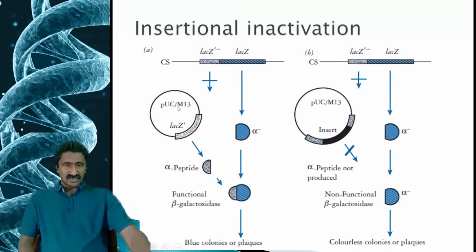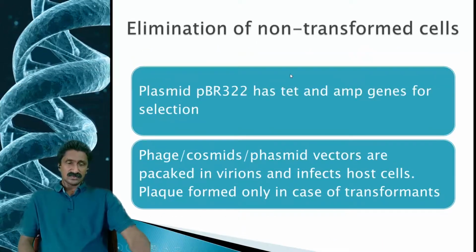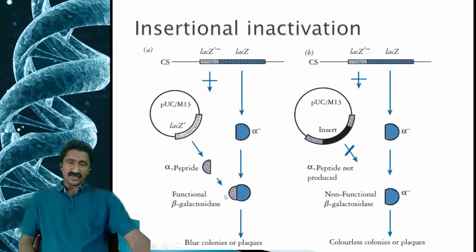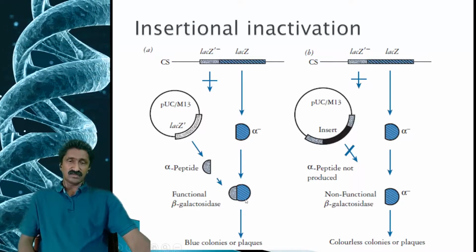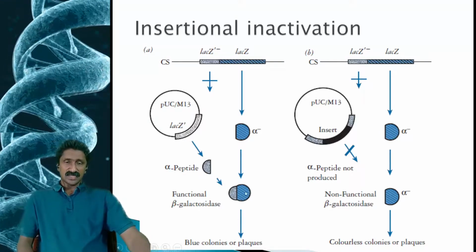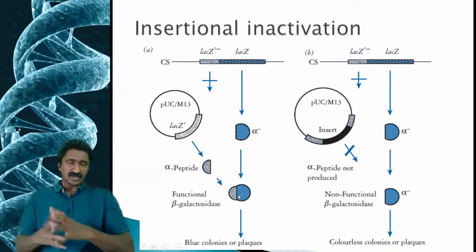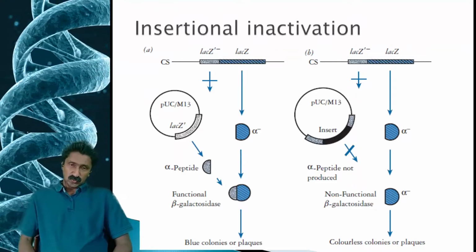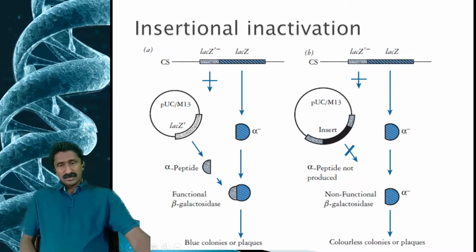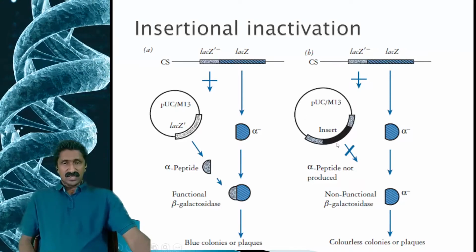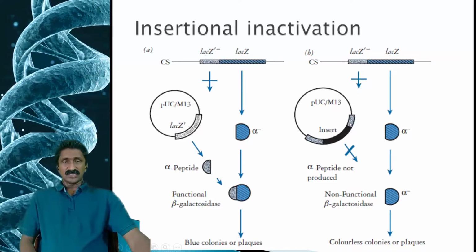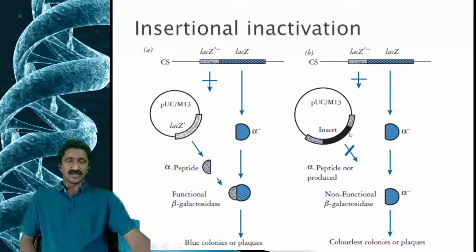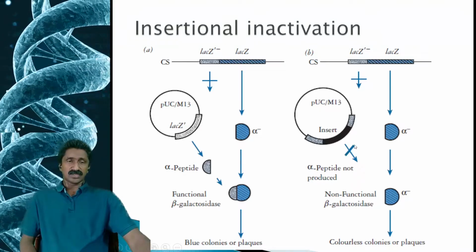So if the vector is incorporated into the host cell, then the missing portion, the lacZ alpha peptide, is produced, so that the functional beta galactosidase is produced, and that functional beta galactosidase can effectively cleave the X-gal, and the colonies will turn blue. Okay. And in the second case, where we are placing the insert, for example the insulin gene that you want to clone, that is inserted within the lacZ alpha of the vector. Thereby, this alpha component is also blocked.